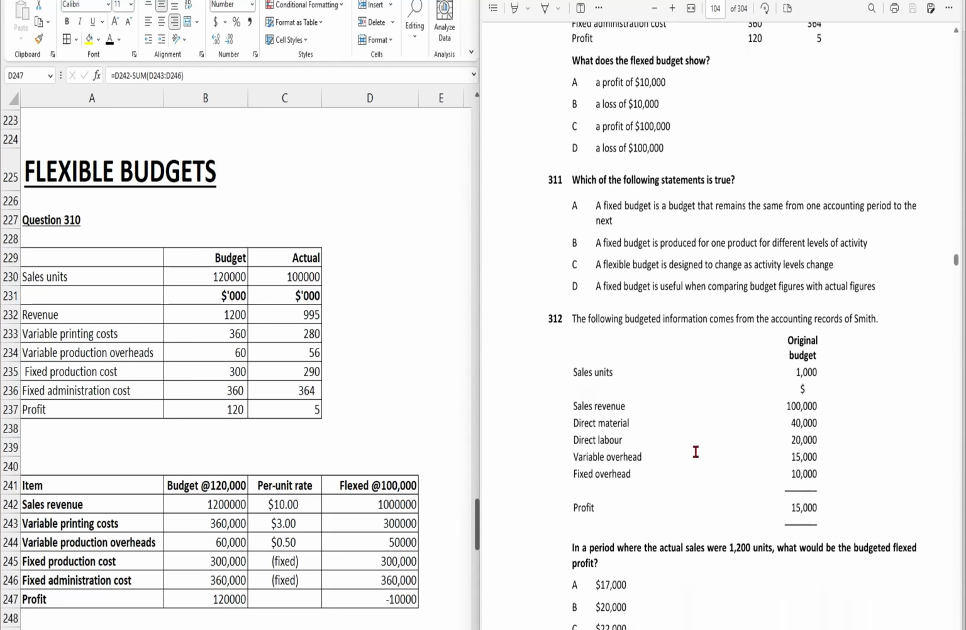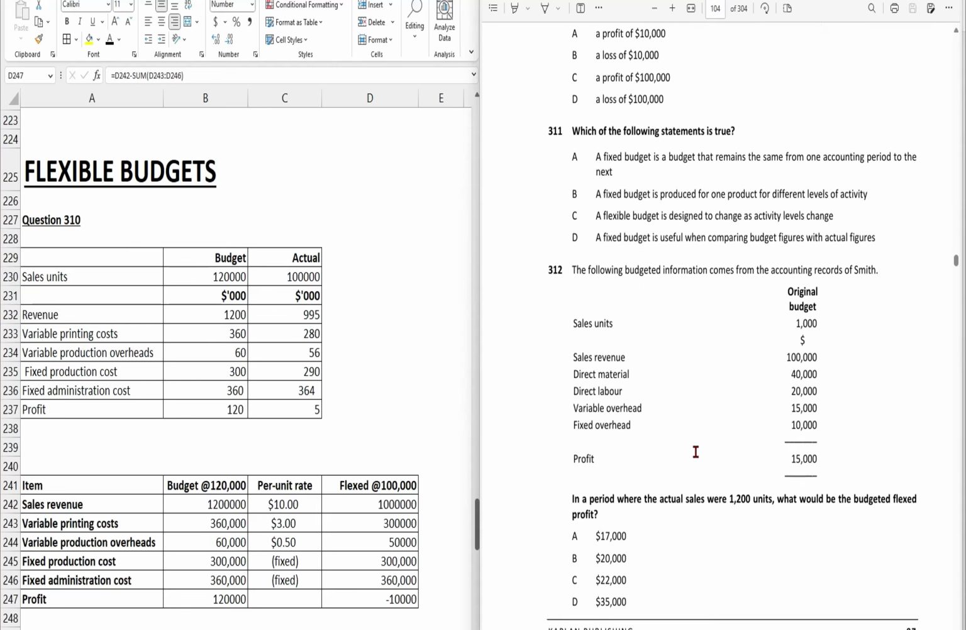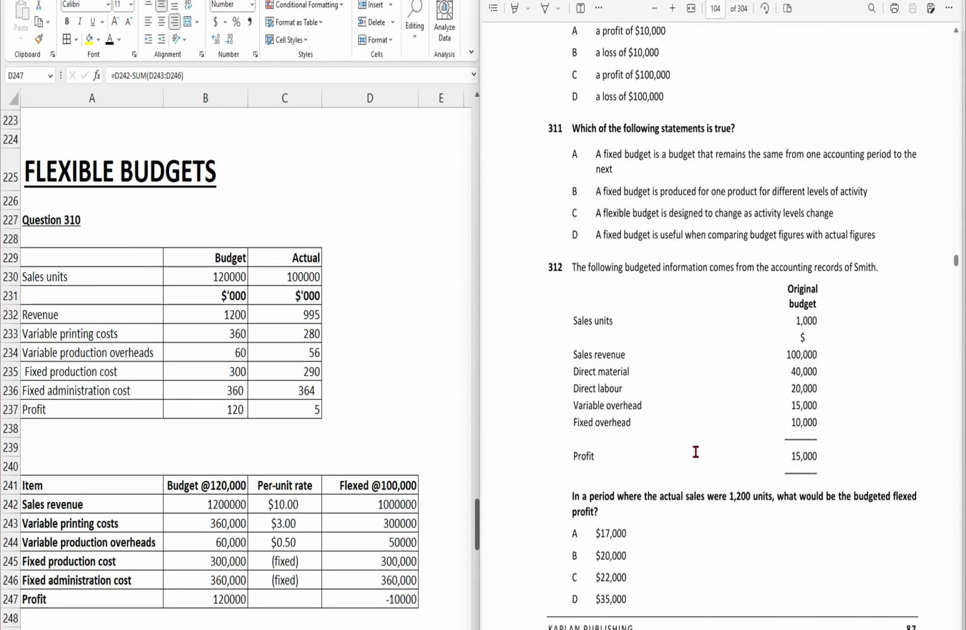Now let's move to question number 312. Again, this is a calculation question, and it is the same as what we did in question number 310.